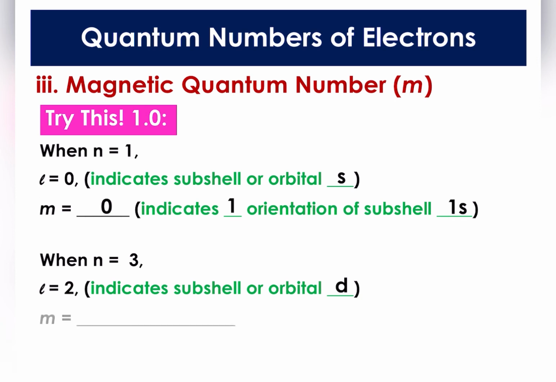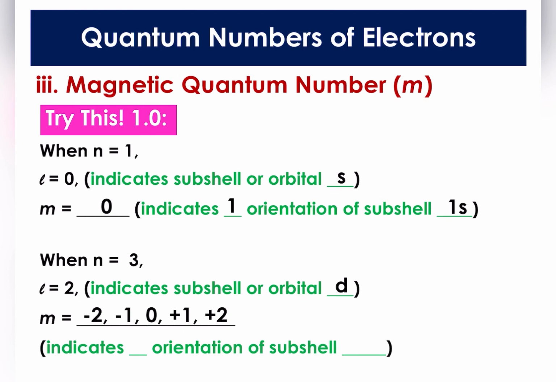So, how to do this? My M value is in the range daripada negative L sampailah positive L. So, I will have my values negative 2 until positive 2. So, from here, it indicates 5 orientations of subshell. Kita specific, kita ada n value here. And kita ada d here. So, it's going to be 3d. So, itulah cara you answer this kind of example.